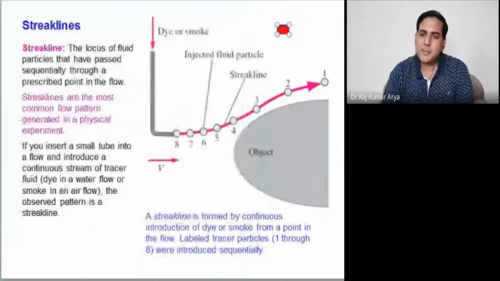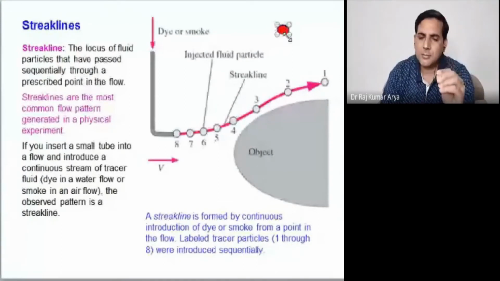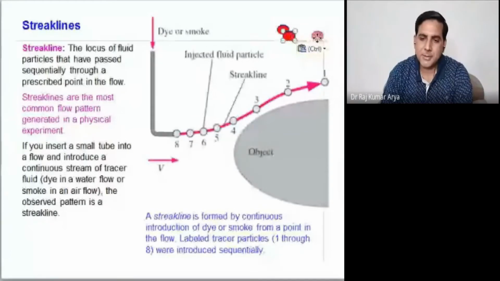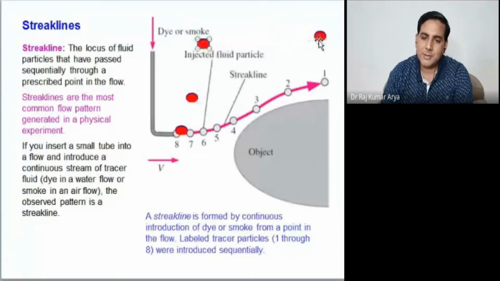So let's say this was your particle 1, which has gone at first. Now particle 1 need not necessarily follow this same path. Let's say after some time it had gone somewhere here. In the beginning it was here, and after that it may go here. So in the beginning this particle was here. After some time it went here, then after another time it went somewhere here, then here, then here, then here.